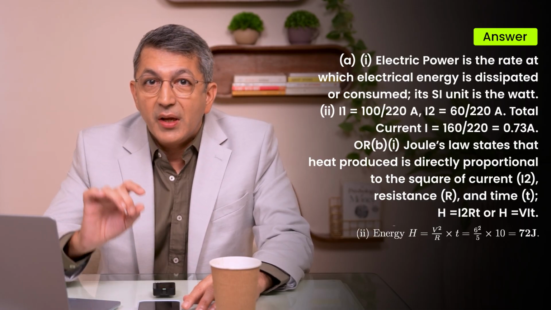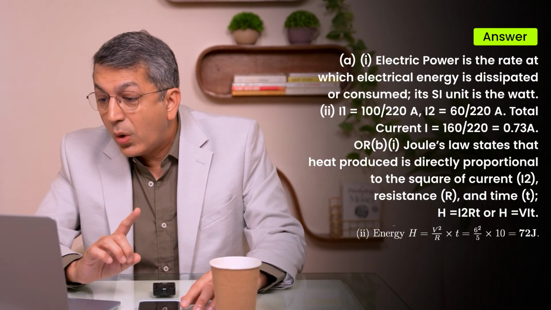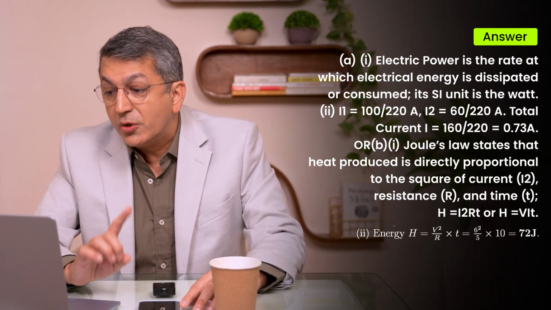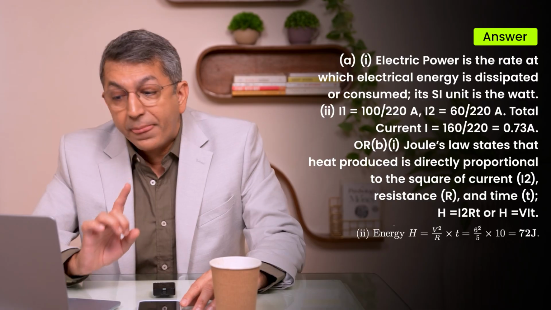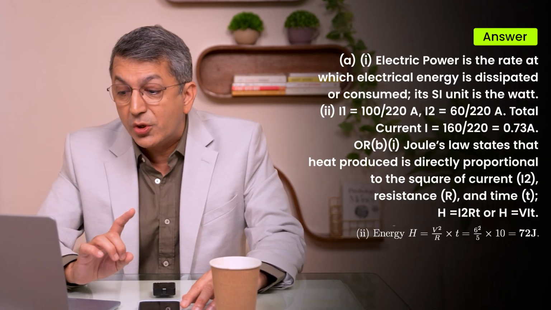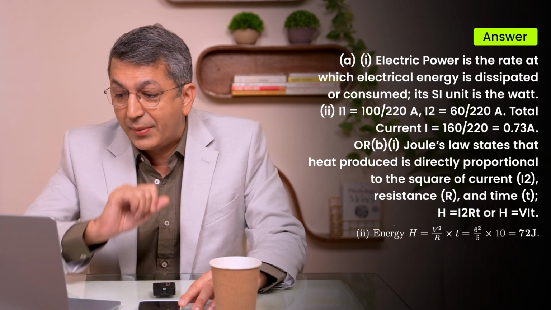Its SI unit is the watt. 2. I1 is equal to 100 upon 220 A. I2 is equal to 60 upon 220 A. Total current I is equal to 160 upon 220, which is equal to 0.73 amperes.